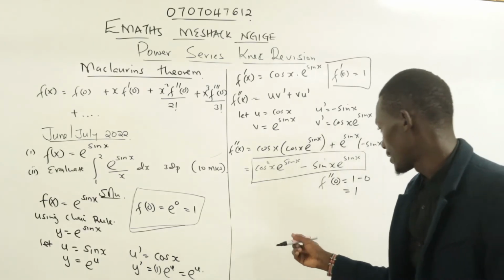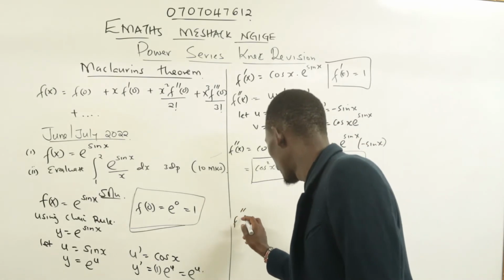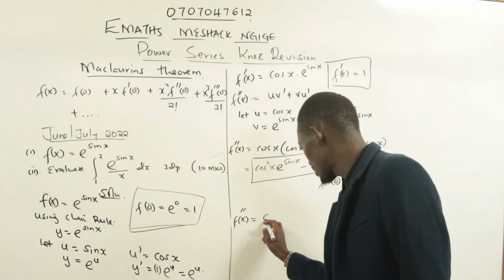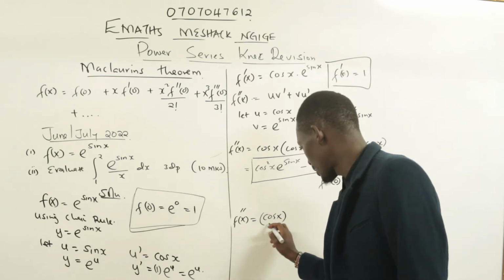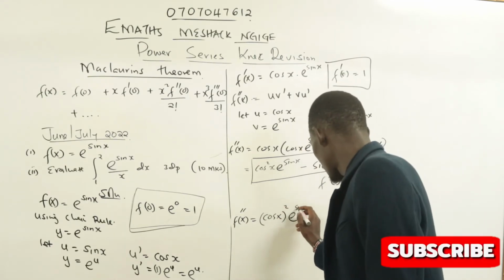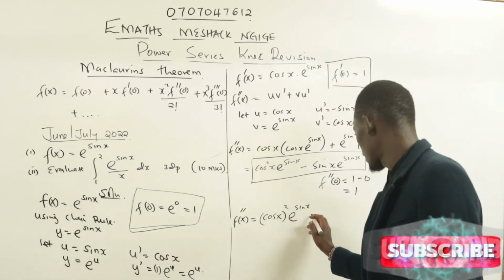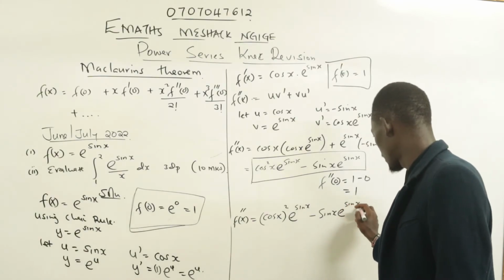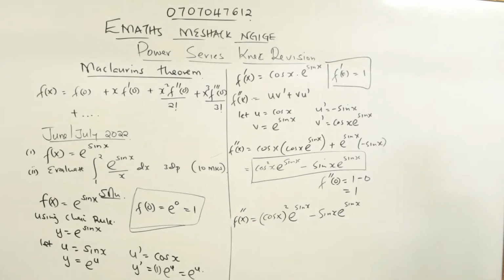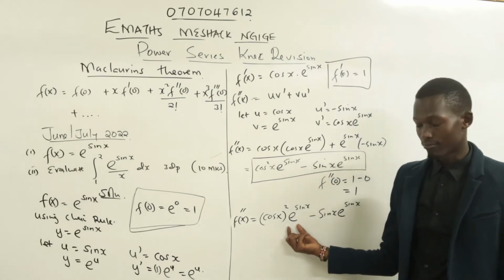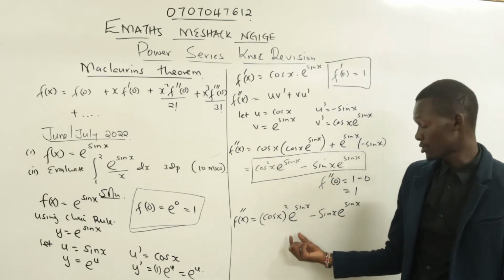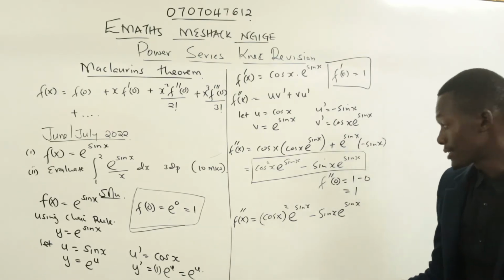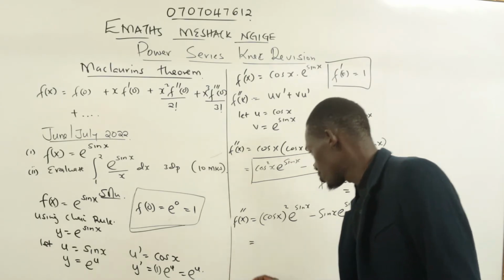Now remember this part here, let me just rewrite it here again. It is given by cosine squared of x, which can be written as cos of x, then in brackets, squared, exponent sine of x, then minus sine of x, exponent sine of x. Now, this is a function, this is another function. Are we together? Then you have another function and another function. So again, we shall use product rule.